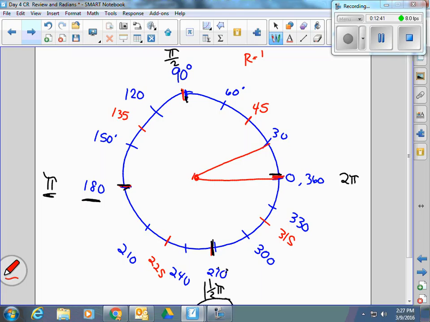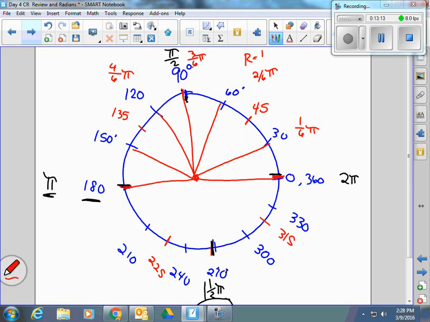Okay, I can divide this if I count by 30s. I'm counting by 30s, aren't I? How many sections do I have? 6. So if I get to here, this is 1/6 of pi. This is 2/6 of pi. This is 3/6 of pi. Can I reduce 3/6 to 1/2? Yeah, I can. And right here, this would be 4/6 of pi, 5/6 of pi, 6/6 of pi. Does that reduce to 1? It does.